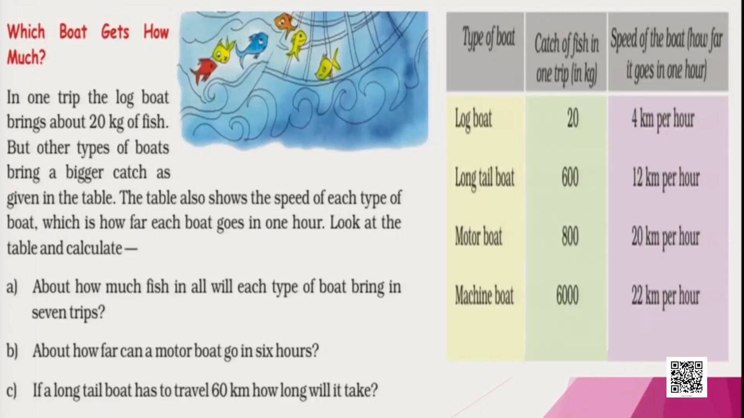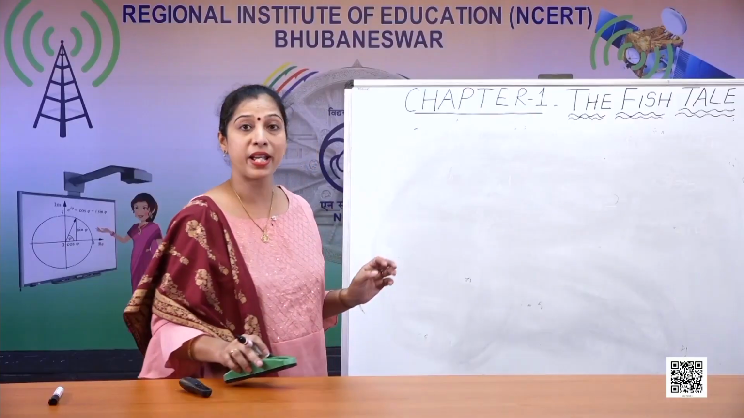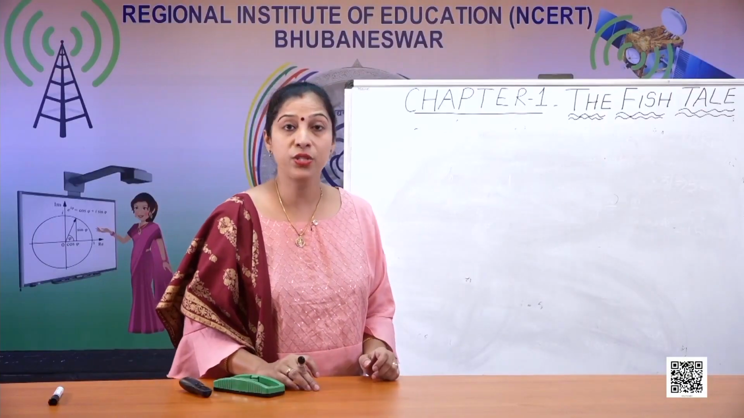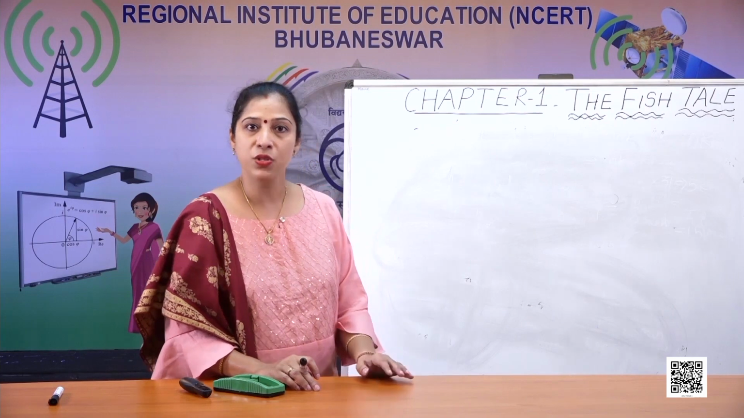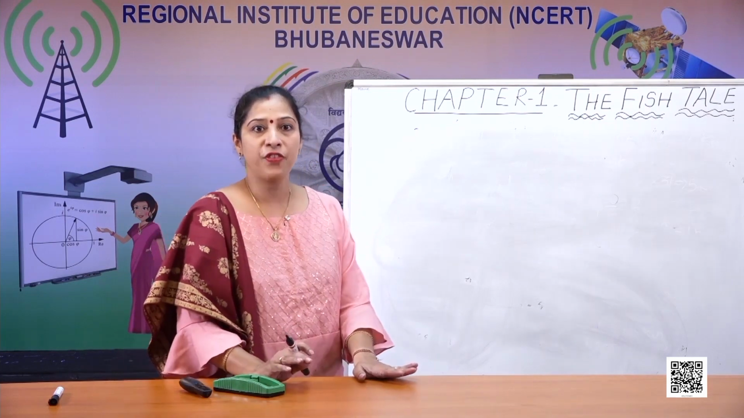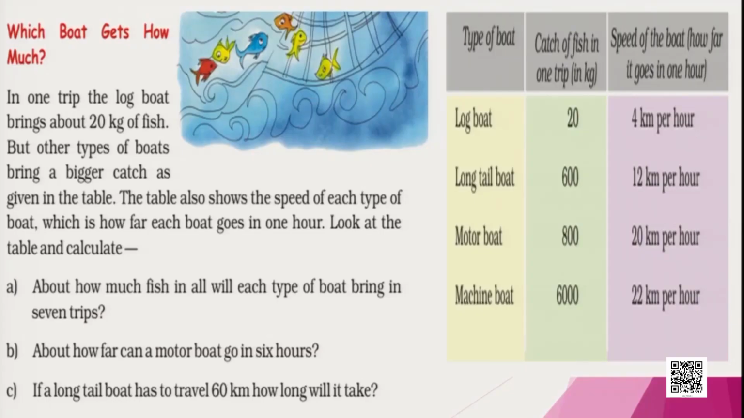So let's see. Now children, this is something for you to think about: when we are talking about these kinds of boats and fish, how much are you thinking about the environment when they are used? Because whenever humans use something mechanical, there is also an effect on the environment. So let's see how much fish in all each type of boat will bring in 7 trips.